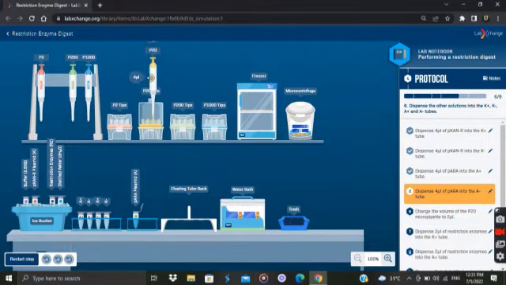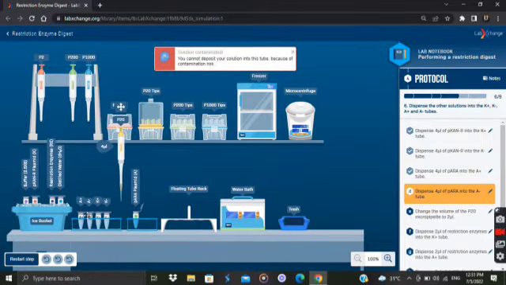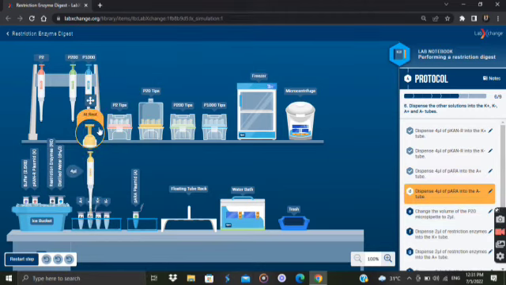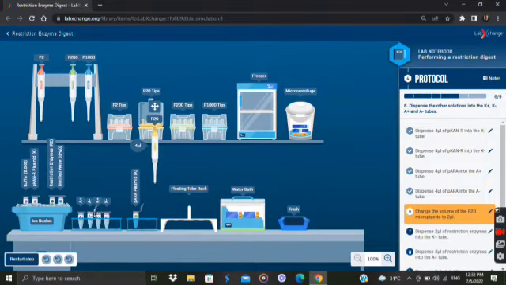Attach a new tip and dispense the same buffer in 4 microliter volume into the A negative tube. Alright. We are going to eject the tip and then close these buffers.